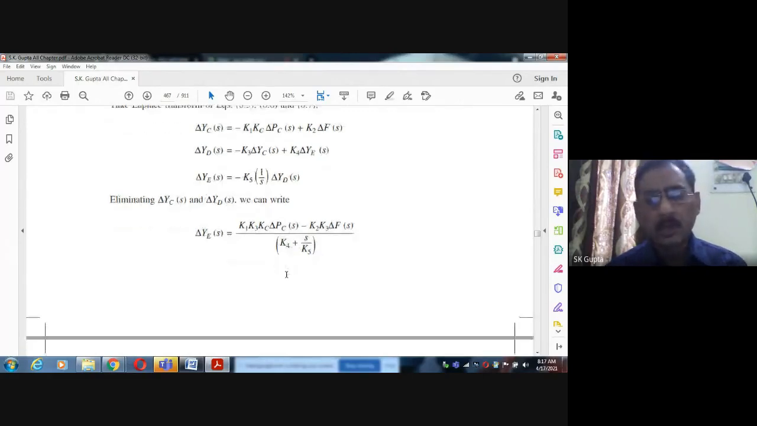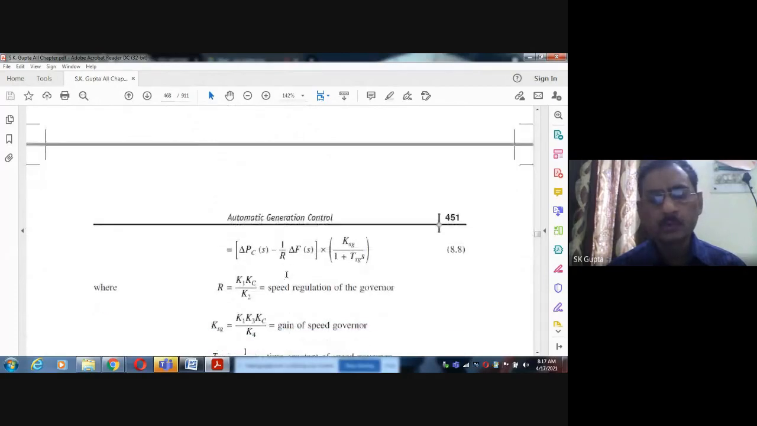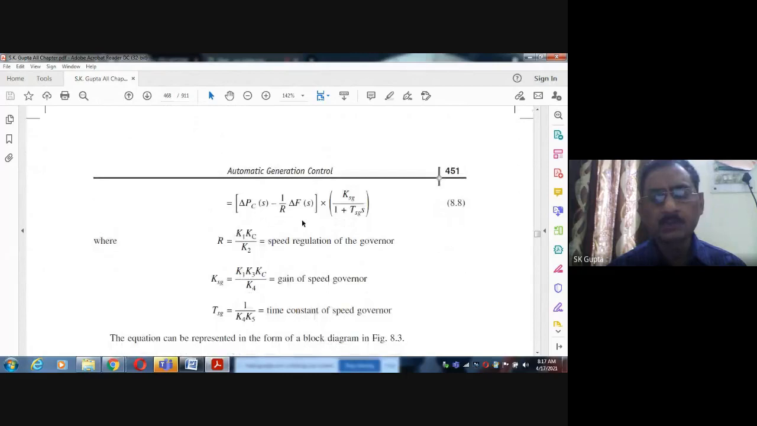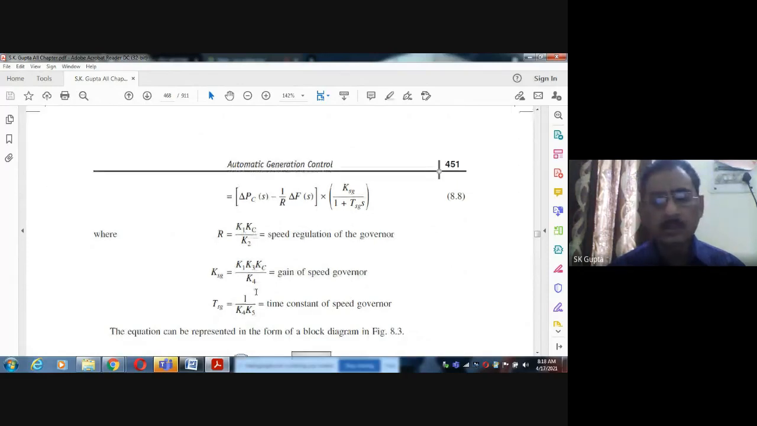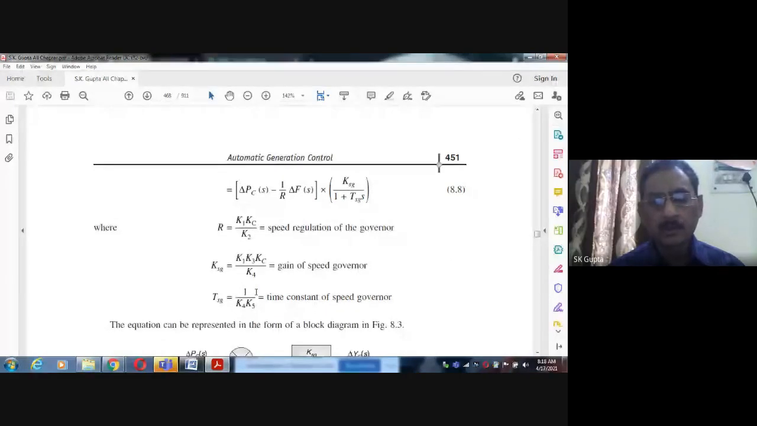We tried in detail, and finally we have written this equation in this form: del PC minus 1 by R del F, where R is the speed regulation of the governor. According to the speed, this is converted into the signal displacement of the fuel, and del PC is the input power setting. KSG was the gain of the speed governor, meaning it converts the power into the displacement signal. TSG is the time constant, which was equal to this. And this equation was again represented in the form of a block diagram model.